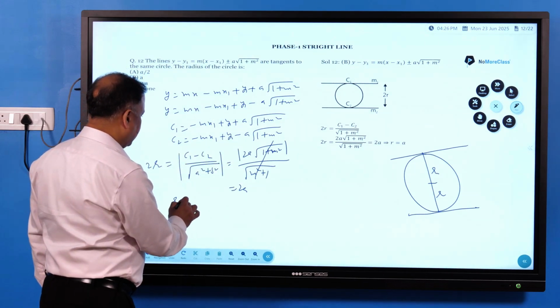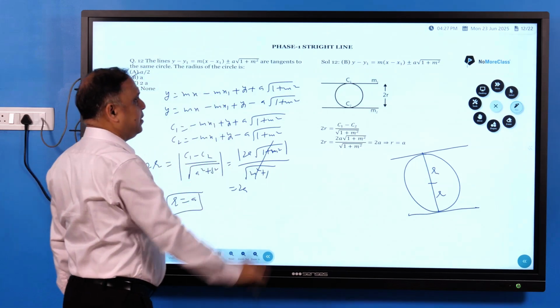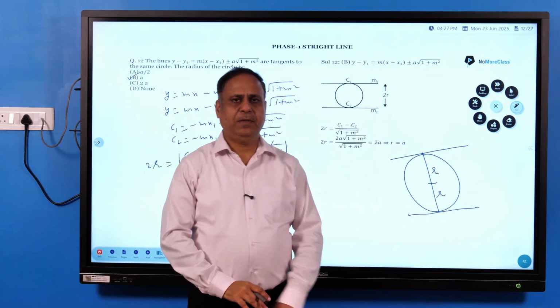So r is how much? r is equal to a. So r will be equal to a. So option number B is correct. So with this we complete this question.